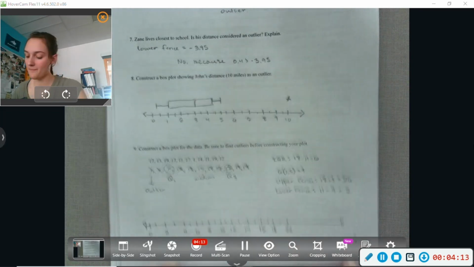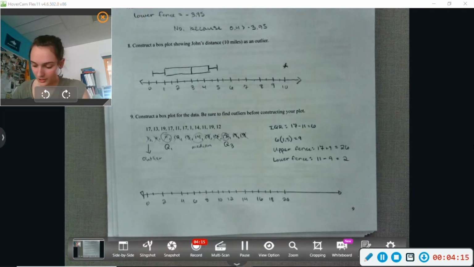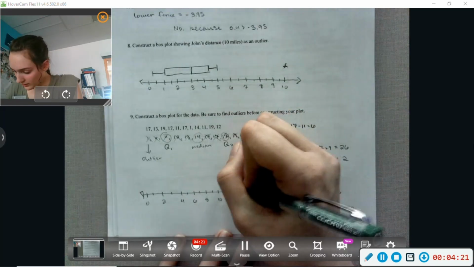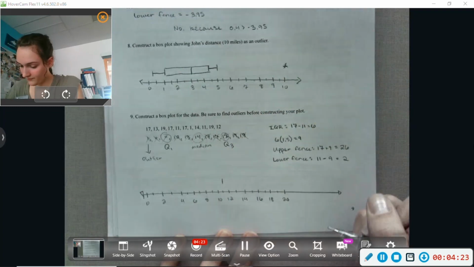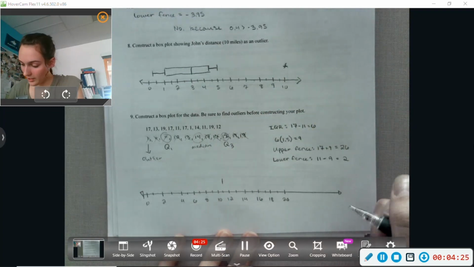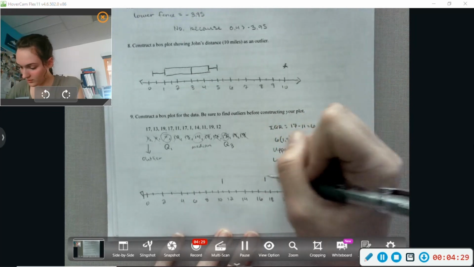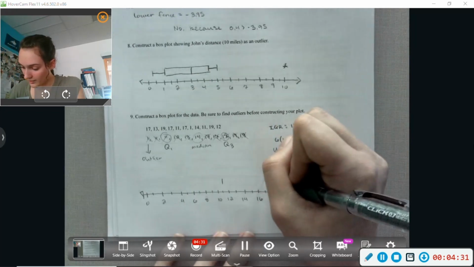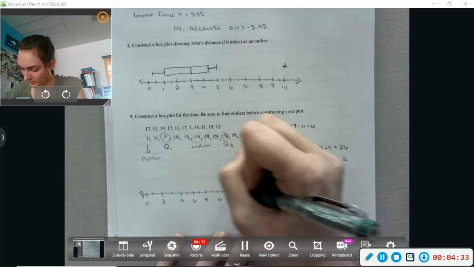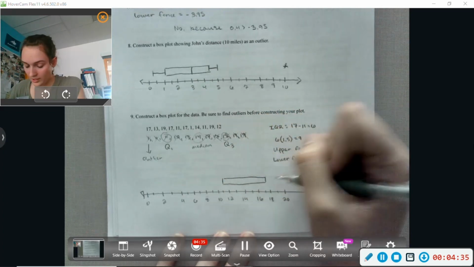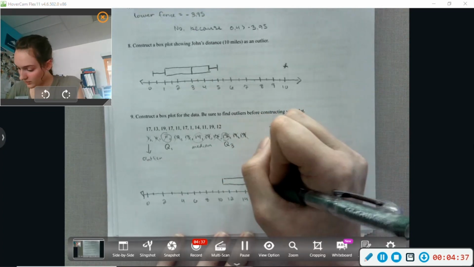Now I'm going to start with my Q1. That was 11, so that's going to be right here. Then my Q3 is going to be 17, so I can draw that box. Now, my median is 14, so I'm going to put that line there.